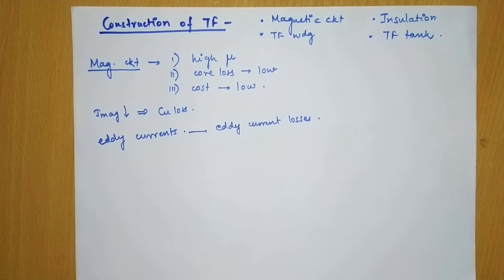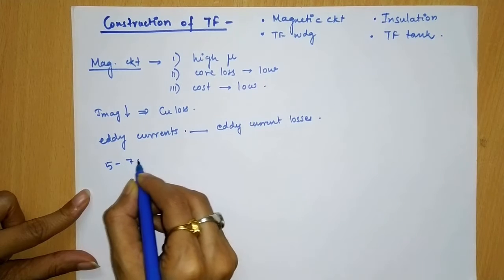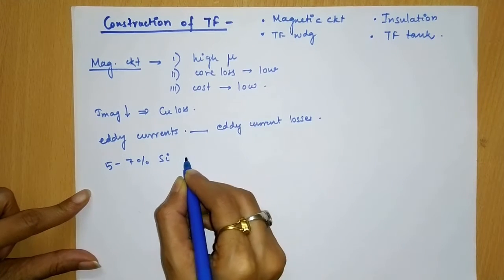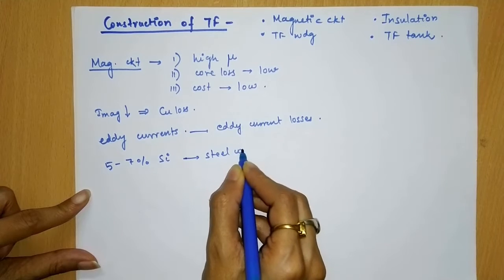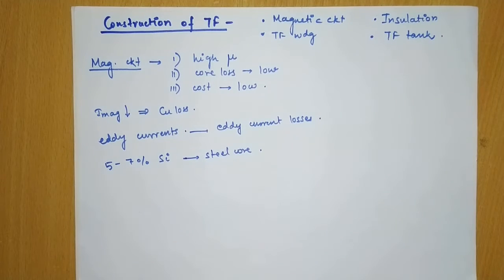These eddy current losses can be reduced using two techniques. First, by adding silicon impurity to the steel core so that the conductivity of the steel reduces. Due to this, the magnitude of the eddy current and hence the losses can be minimized. Around 5 to 7% of silicon impurities can only be added to the steel core. Adding more than this may increase the brittleness of the core medium, that is, mechanical strength of the core reduces.